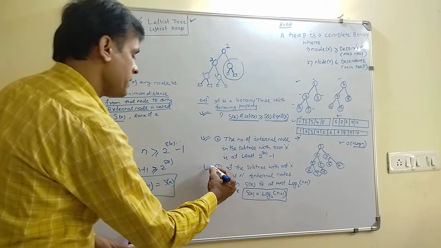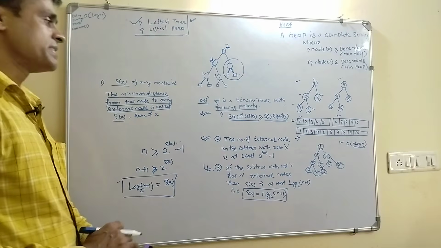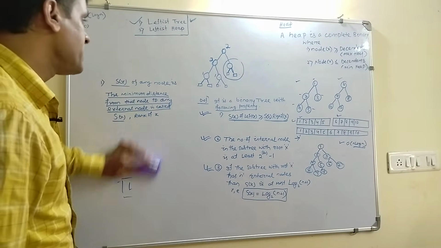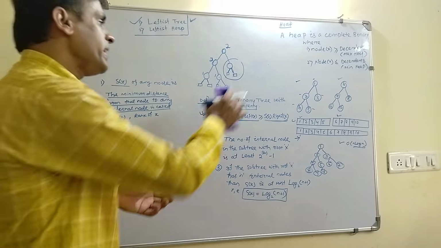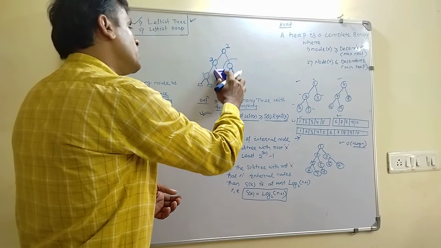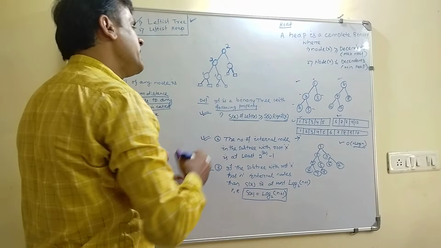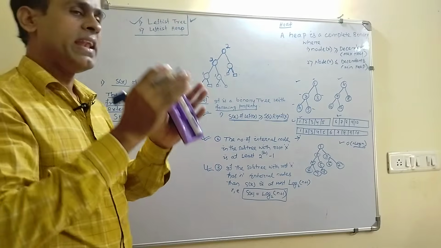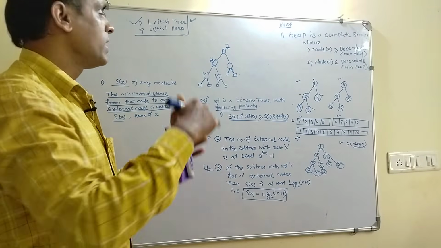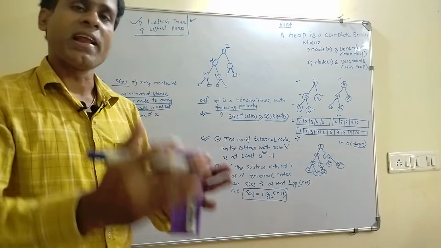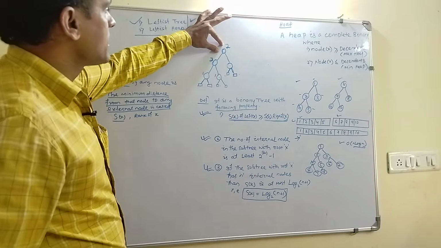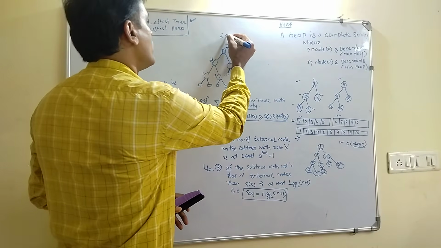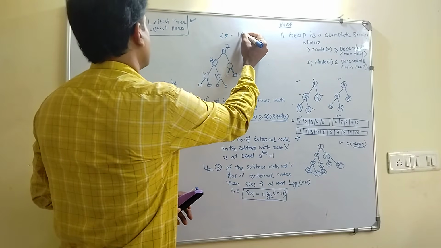So these are the three properties of the leftist tree. Now again I want to repeat what actually a leftist tree is. A leftist tree is a tree in which the Sx value of any left child node is greater than or equal to the Sx value of its right child. That means here also this Sx value is 2, here Sx. So this is called an example of a leftist tree.